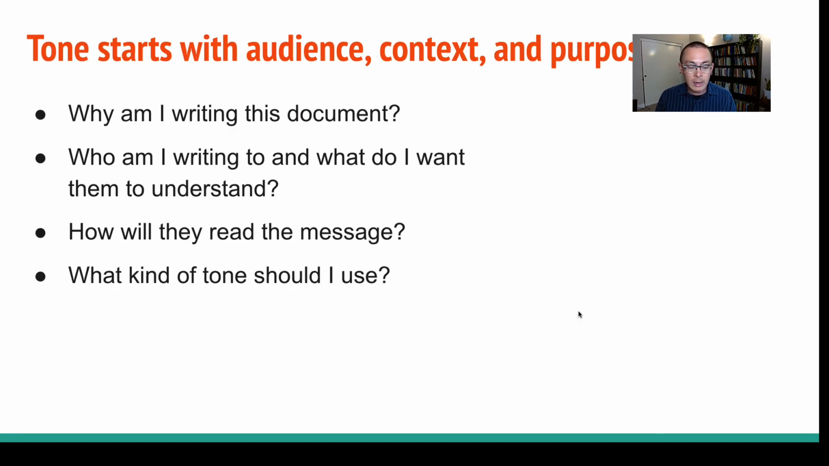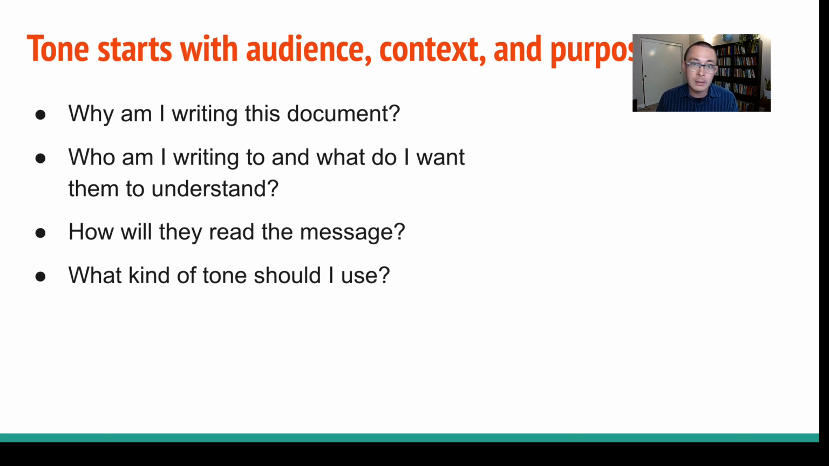Tone is really important because of the way that it connects you to the audience or the reader, the people that you anticipate to take in your message, how they're going to be reading it, and the reasons why they're reading it and what you hope they do because of reading it. So these are some questions you can ask yourself.